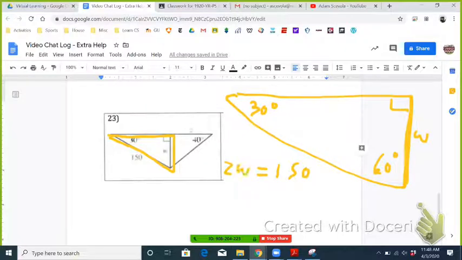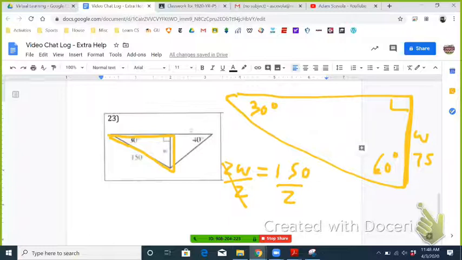Well, the ratio between the hypotenuse and the short leg of any special right triangle, 30, 60, 90 triangle, is always going to be 1 to 2, or 2 to 1. So you could figure out that W is just 75. Now, the reason for that, one, is you could just take these ratios and divide by 2, and you get W is 75, right? But why does that work?